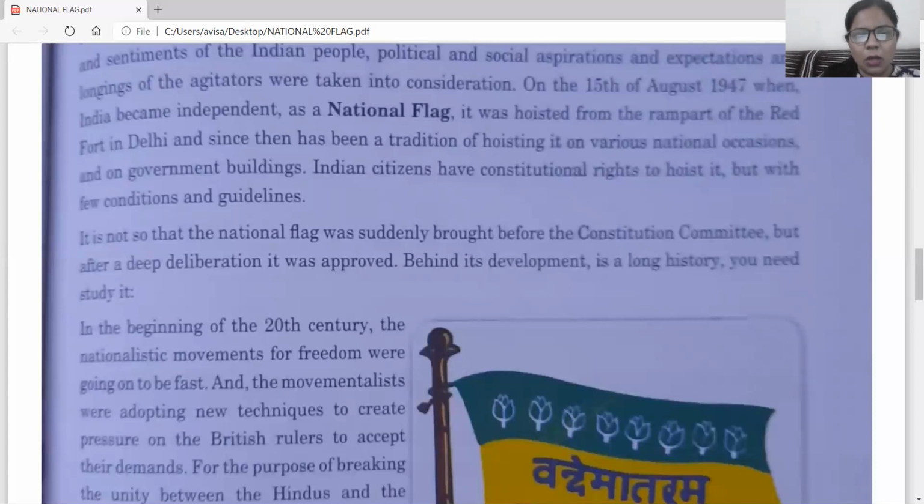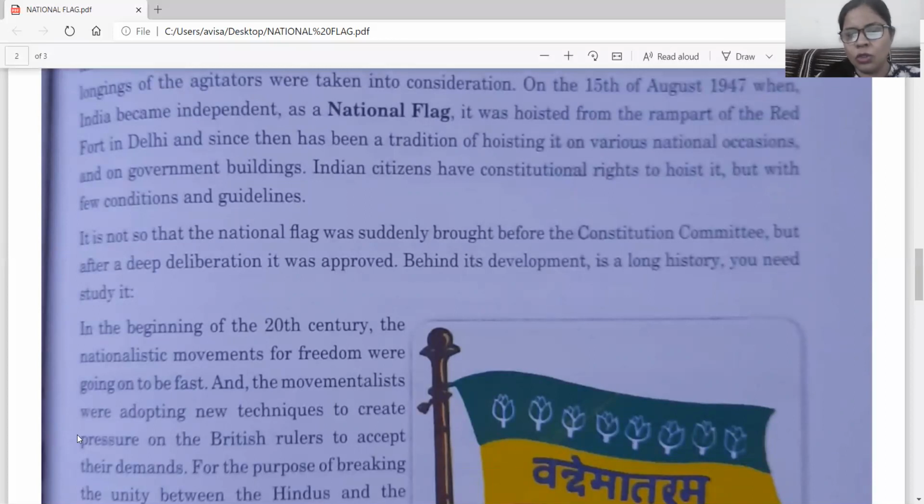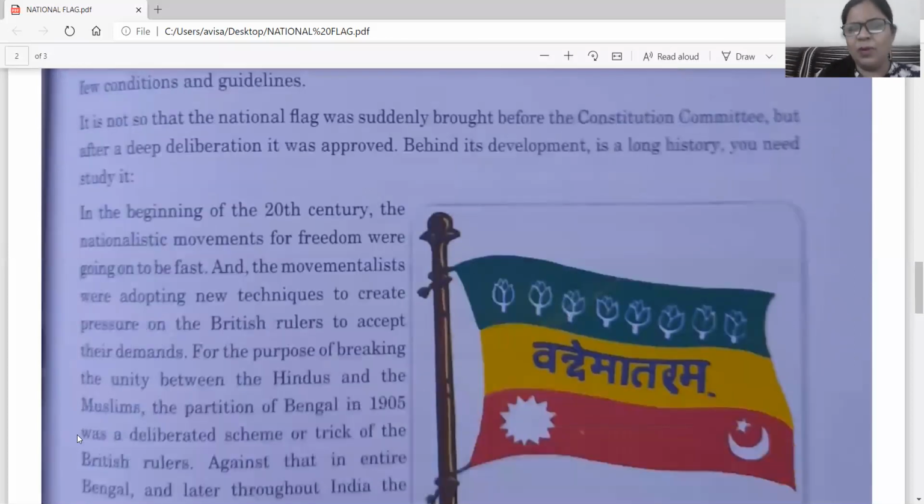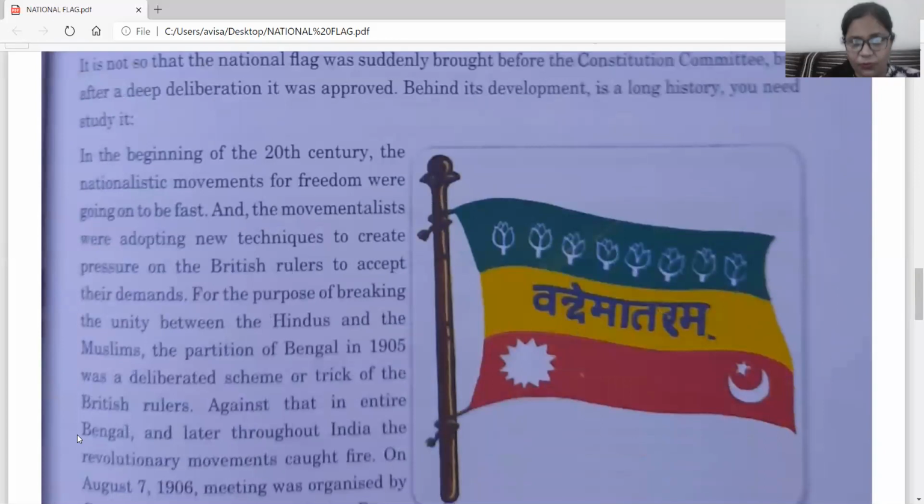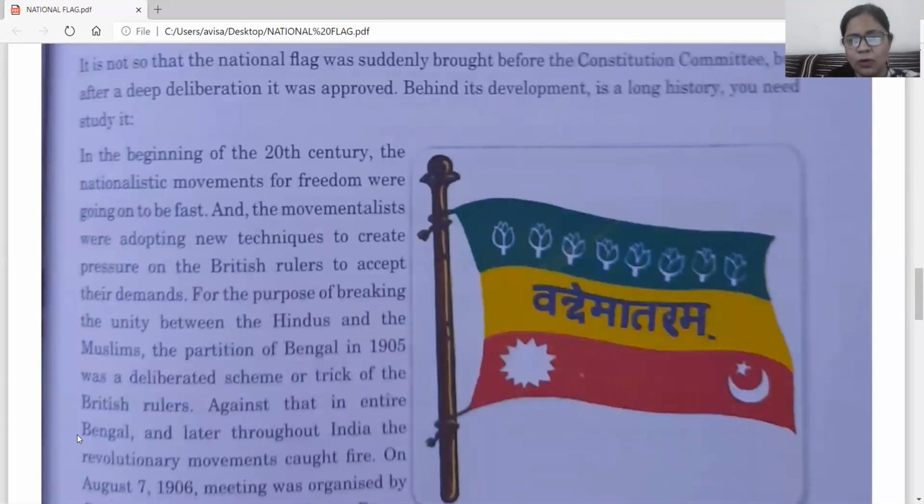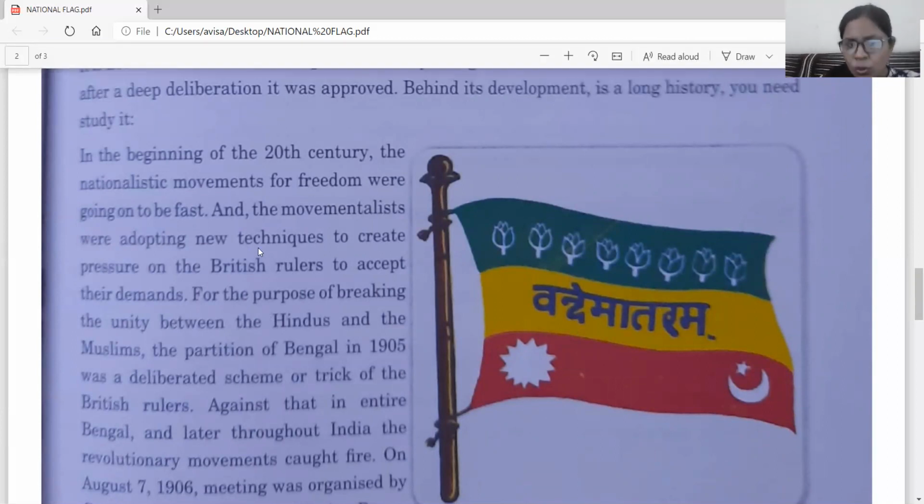It is not that the national flag was suddenly brought before the Constituent Assembly committee. There is a past, a long history about this. In the beginning of the 20th century, the nationalist movement for freedom was gaining speed, because everybody wanted freedom and wanted British rule to finish. The nationalists were adopting new techniques to create pressure on the British rulers to accept their demands.